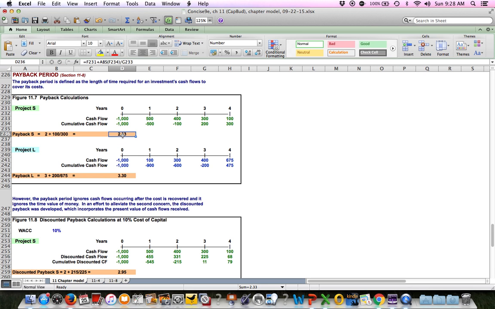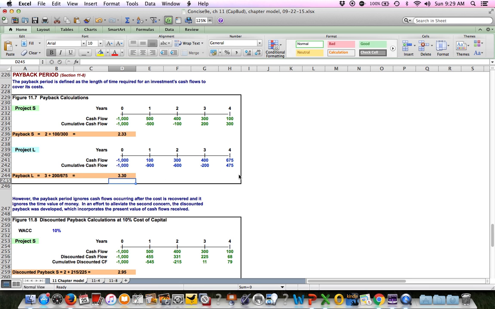So it's 2.33, okay? So the formula is 2 plus the absolute. I'm using absolute because you have to actually take a positive 100 and divide it by 300. But basically your cash flow in year 2 divided by your cash flow in year 3. So those two numbers. So I have to adjust the formula to account for that. So you may have to move these cells to make that work. That's my hint for you.